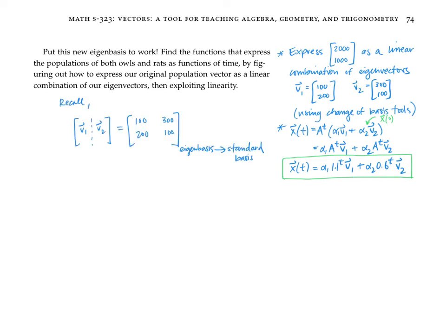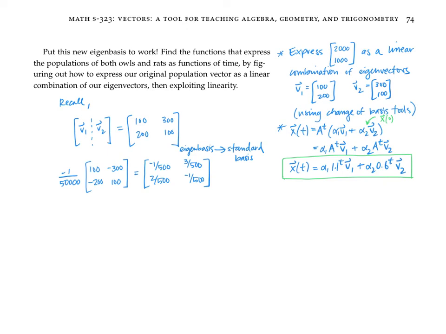Recall from our earlier work that if we take the two eigenvectors and turn them into the individual columns of the matrix here that we've created, this is a matrix that will take us from the eigenbasis to the standard basis. But in order for us to express 2000, 1000 as a linear combination of eigenvectors, we're interested in moving in the reverse direction. We want to go from the standard basis to the eigenbasis. So that's going to require us to invert this matrix. Let's do it. There we have it. This matrix takes us from the standard basis to the eigenbasis, exactly what we want.